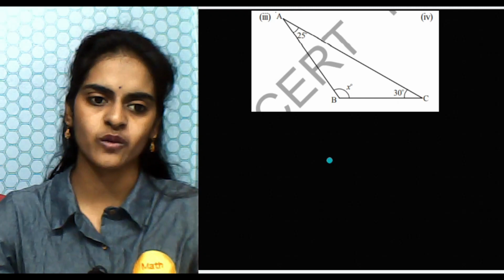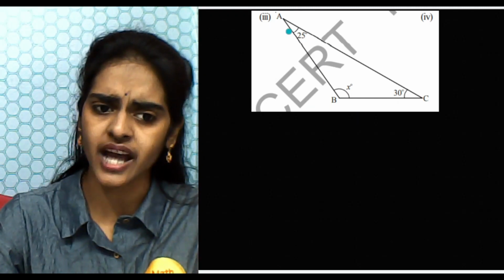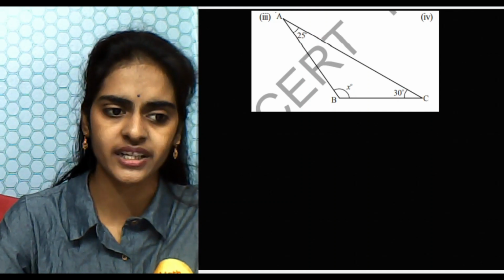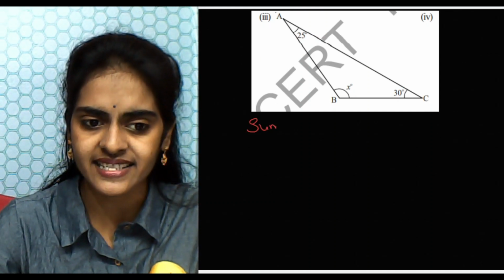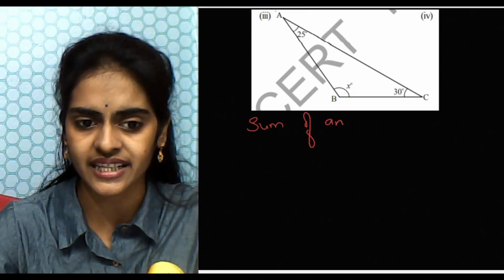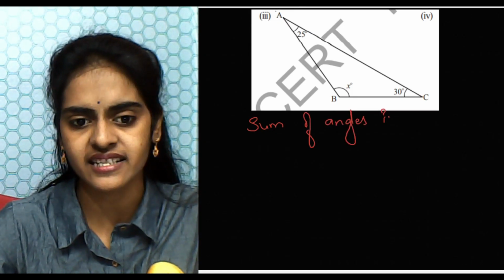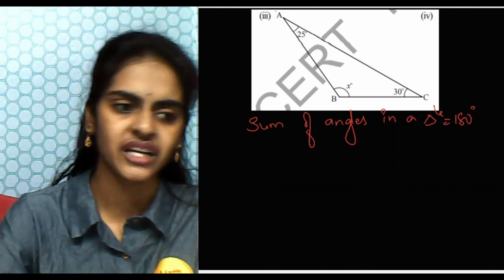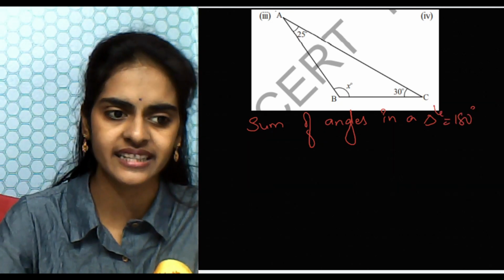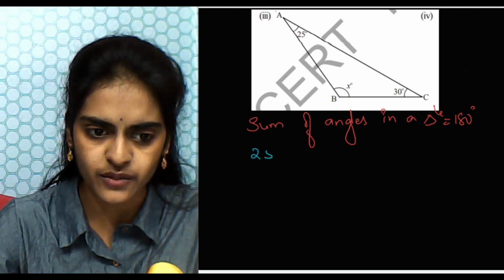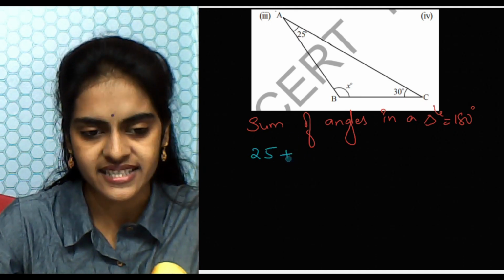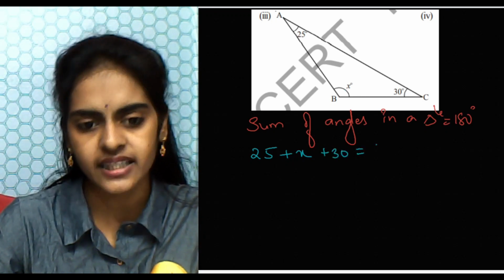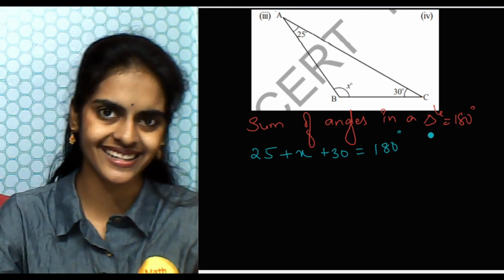So next question. Here also you have a triangle, right? So here also we will use the same concept. What is it? The sum of angles in a triangle is 180 degrees. Clear? So let us use this concept in this question also. One angle is 25, plus the other angle is x, plus you have 30. So all these angles adding, you have to get 180, right?